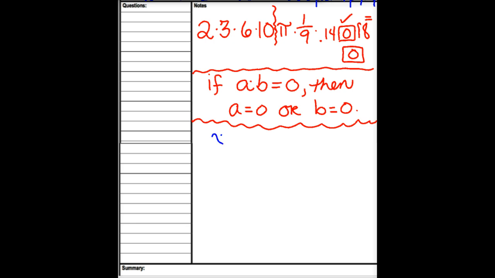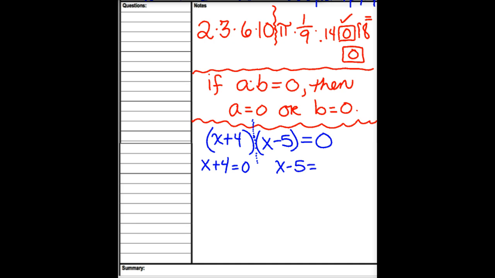Because if 2 things multiply to equal 0, then what we know is, and here's my multiplication right here, it's kind of like a little invisible fence here for multiplication. What I know is if these 2 factors multiply to equal 0, then one or the other has to be 0. So either x plus 4 has to equal 0, or if it's not, then x minus 5 has to equal 0.